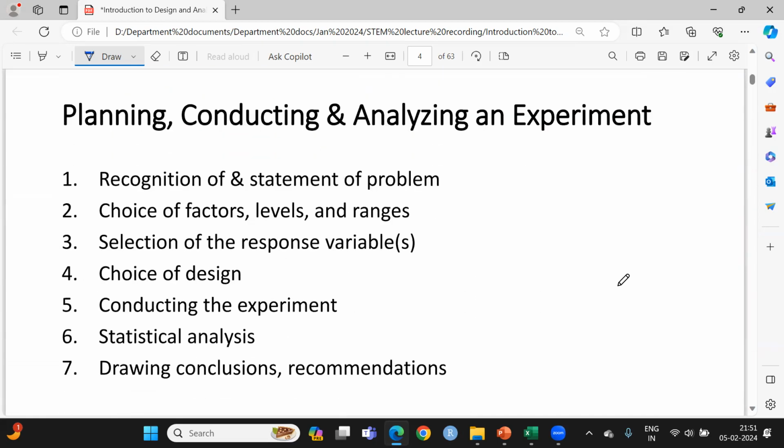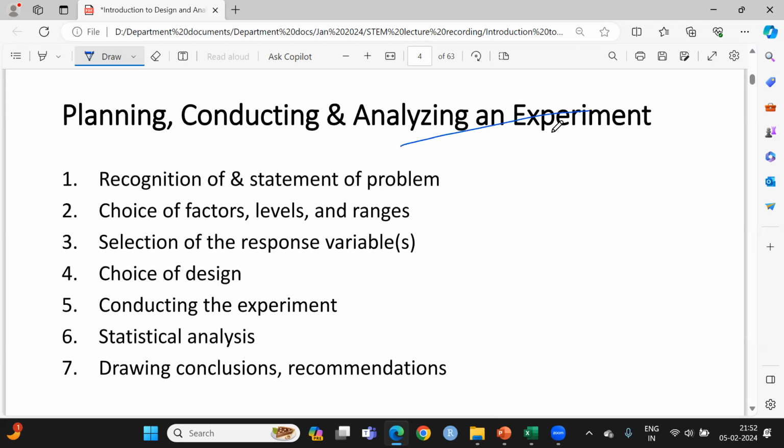So for that, what is the important thing one has to keep in mind: planning, conducting, and analyzing an experiment. Here you can see how one can plan, how one can conduct, and how one can analyze an experiment. For the planning, we know that if someone wants to prepare a new product.